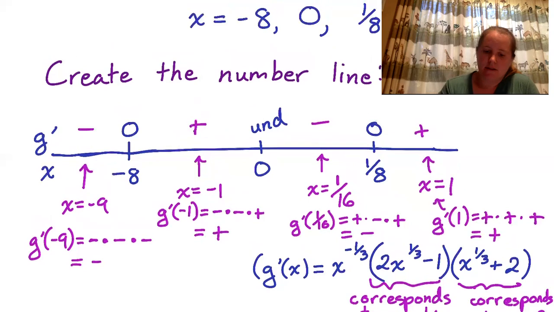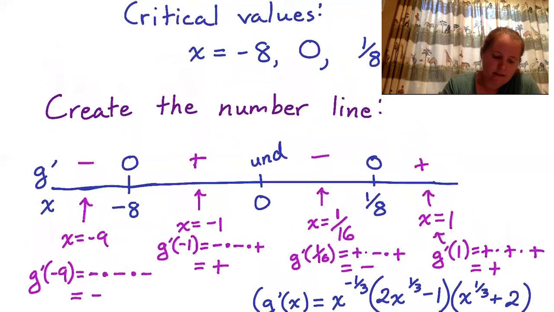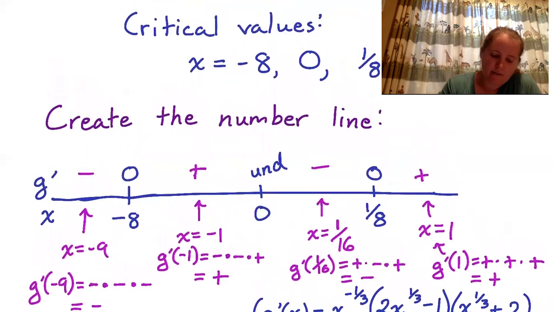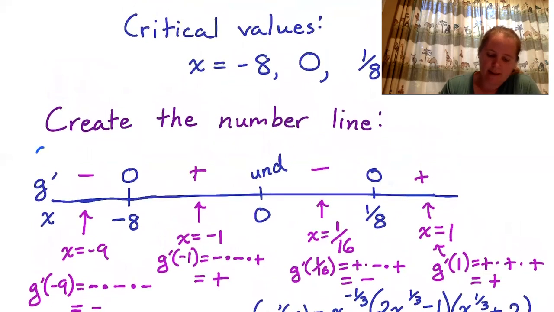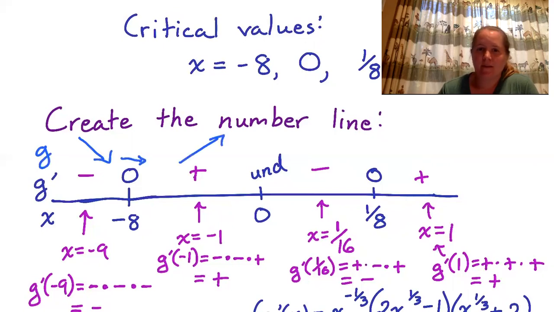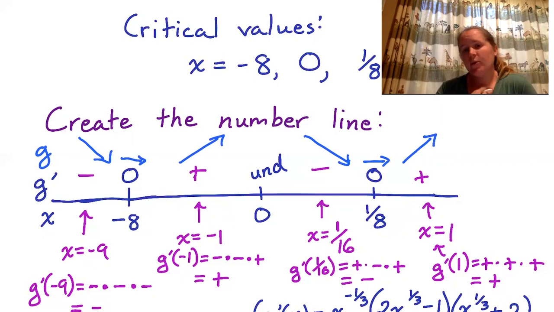Now, if we do what g looks like, we start off going down with a negative derivative. We flatten out, then we go up. Then the derivative's undefined. Sorry, it's taking a moment to catch up. And then we go back down. We flatten out, and then we go back up. So our function was continuous, but the derivative was undefined at that point. We're going to wind up with a cusp.